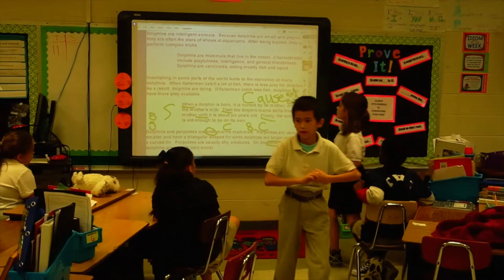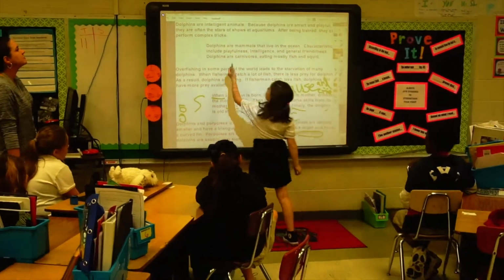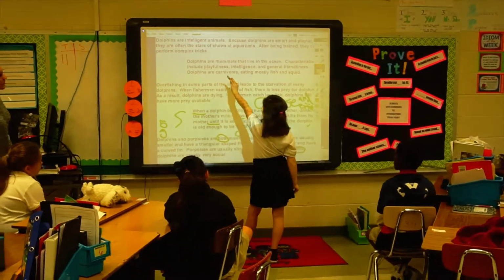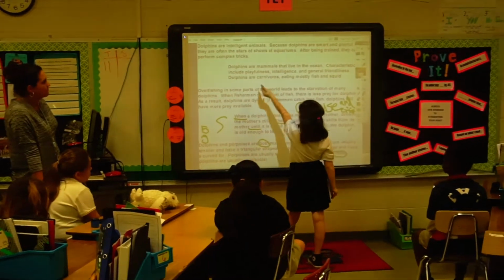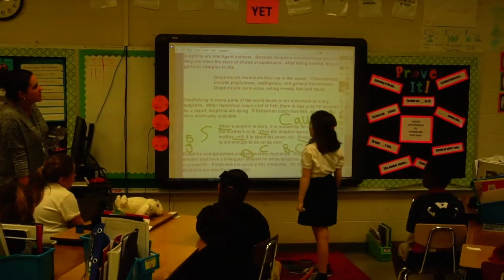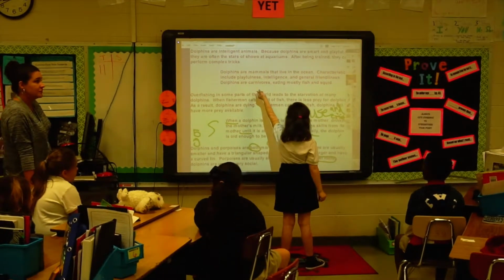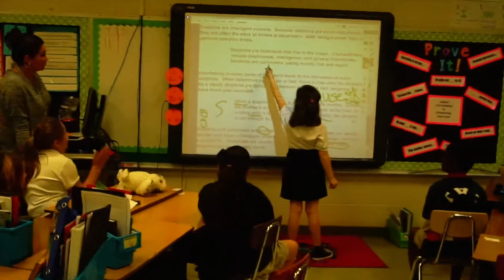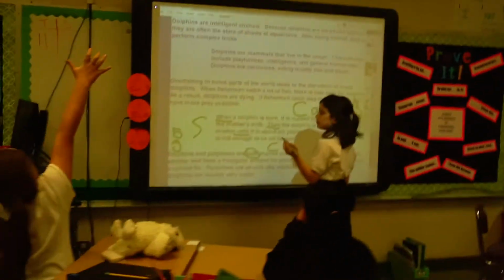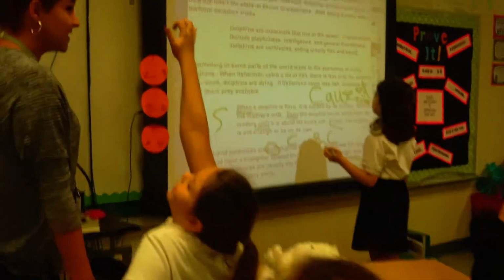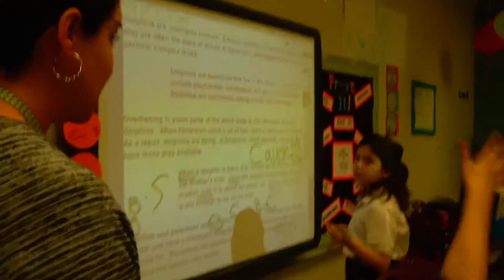Okay, I'm going to do the first one. It says dolphins are intelligent animals because dolphins are smarter than anything around us. But that sounds like description, but this one really sounds like description. So they're a little different. I can help. So that's the thing. We have to really look at them to be able to tell.